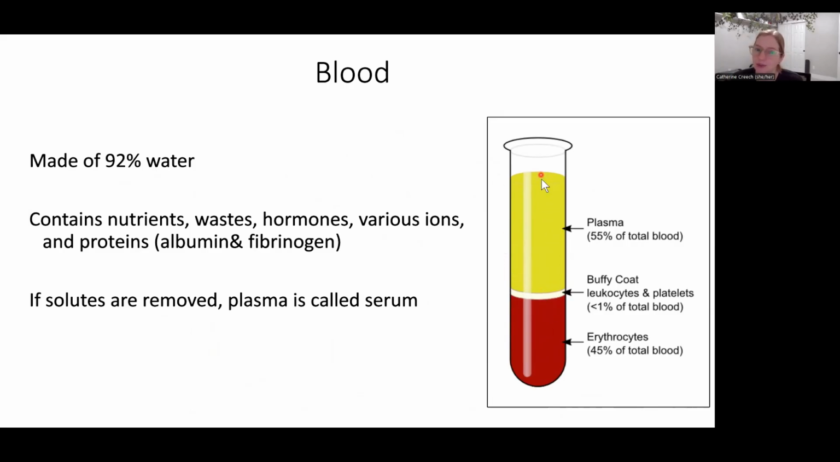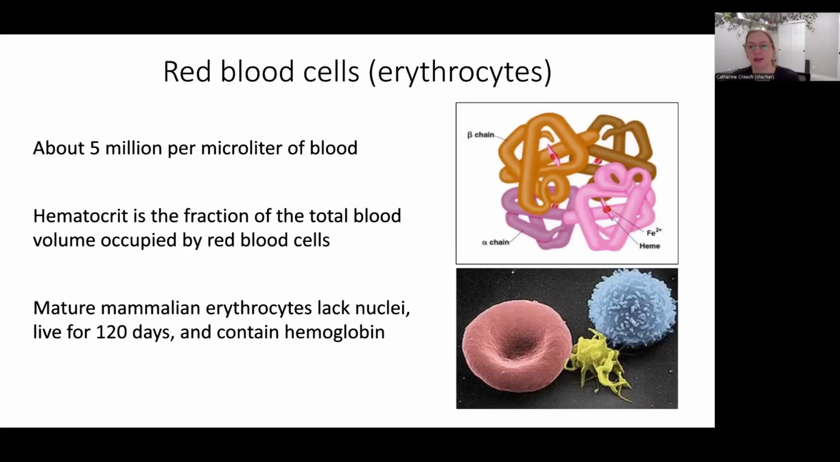That's going to have all sorts of nutrients and hormones and ions and proteins. If you were to pull those goodies out, it would be called serum, but with the goodies in there, we call it plasma. Red blood cells are designed to be carrying oxygen.